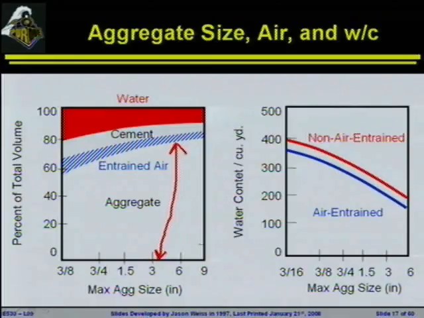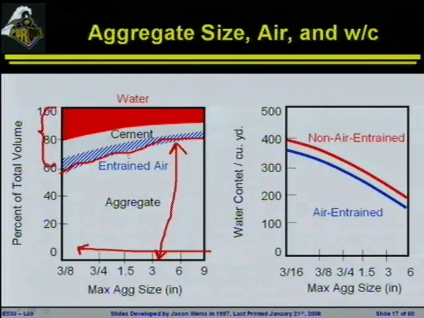And what you will notice is as we go from large aggregates to smaller aggregates, the volume of the aggregate decreases substantially. The volume of the aggregate is decreasing because the amount of surface area is increasing. We've got to coat that with more paste. You will see that the paste portion starts to grow as we go to smaller sized aggregates.